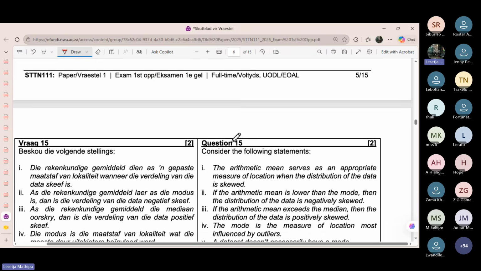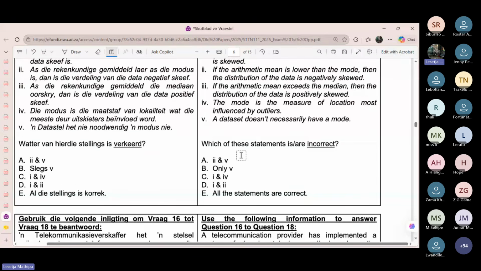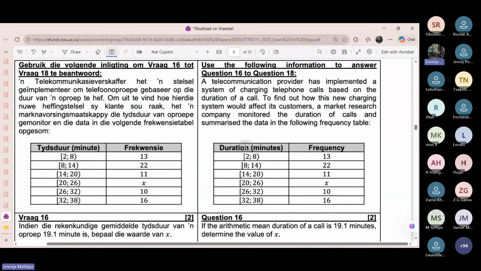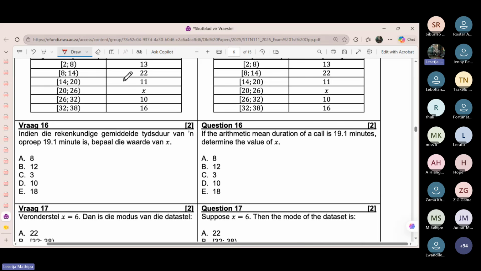Then question 15. The theory question is based on chapter 4. Then theoretical questions. So let's look at this one. Yes, I like this one. Let's see, it's question 16. Question 16, chapter 4. I like this one.